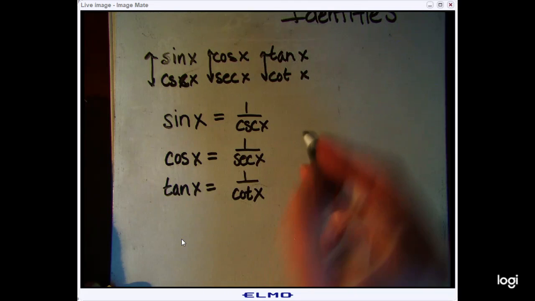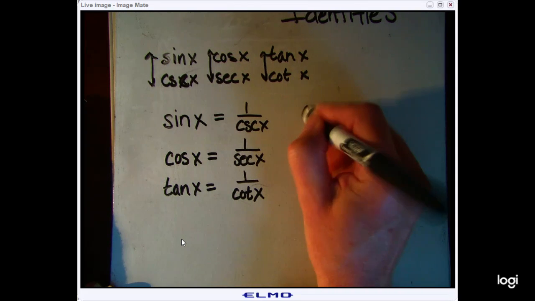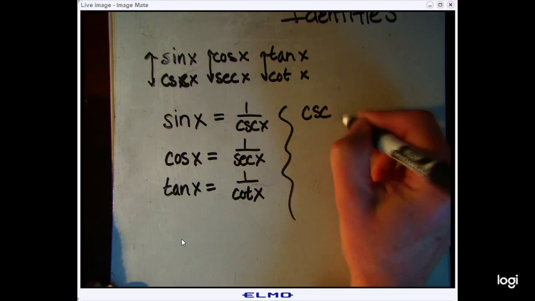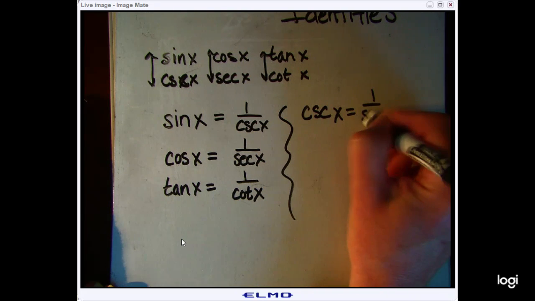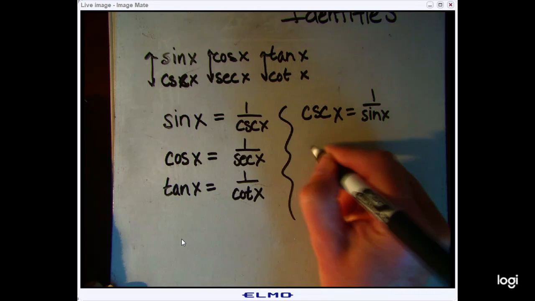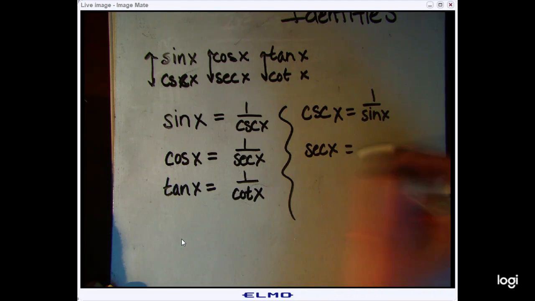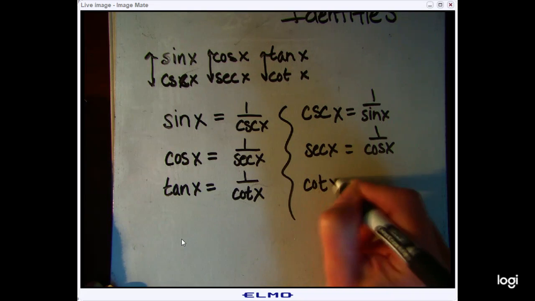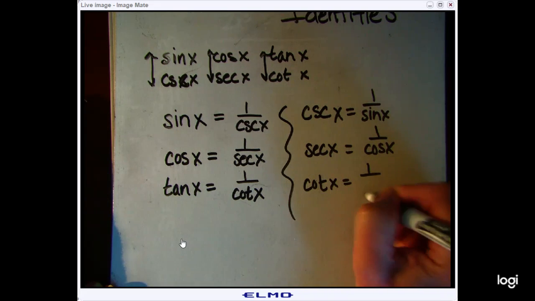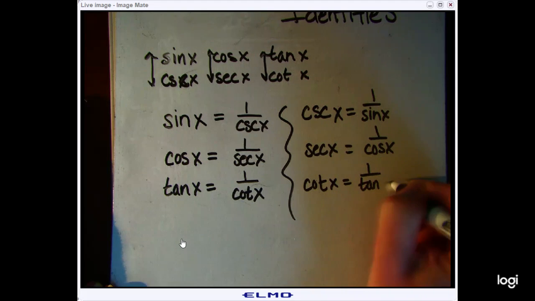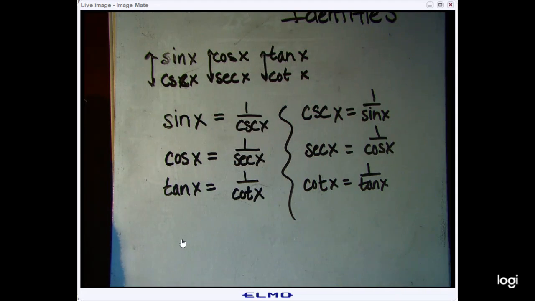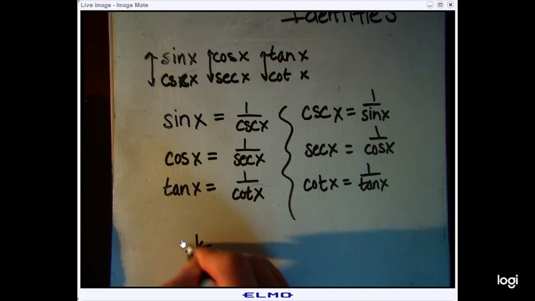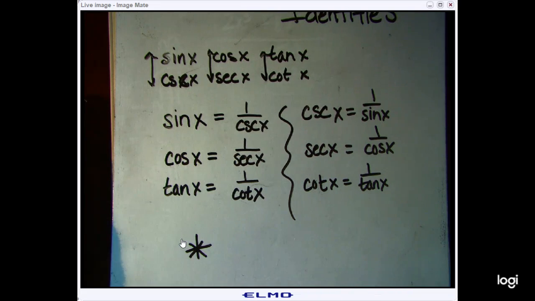And then we can also go in the other direction. Cosecant is 1 over sine. Secant is 1 over cosine. And cotangent is 1 over tangent of x. And there's one more that's going to come to play today. There are several more trig identities, but we're just getting a brief introduction.